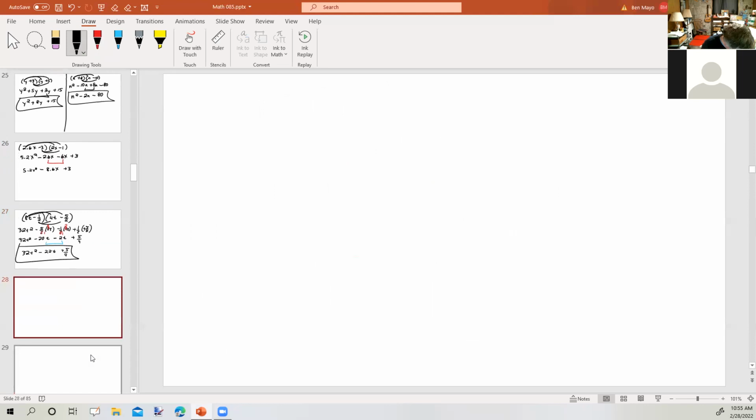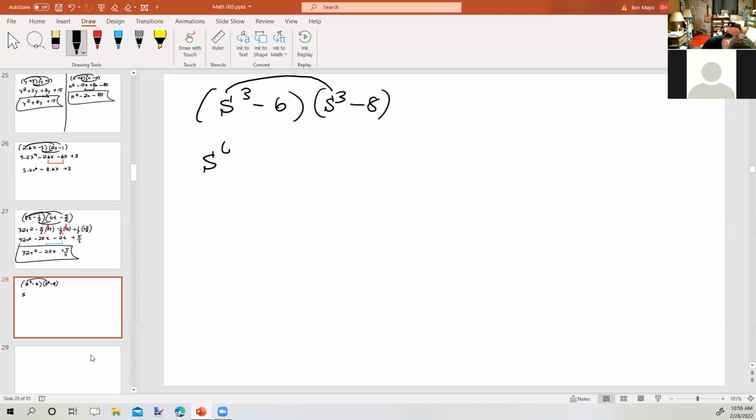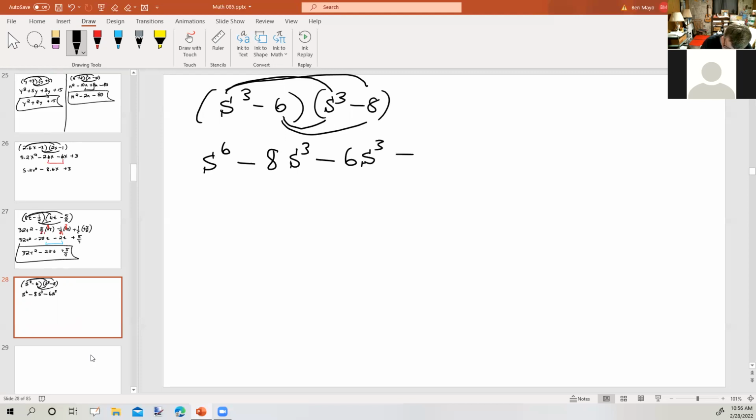All right. We've got s cubed minus 6 times s cubed minus 8. So foiling it together, s cubed times s cubed would be s to the 6th power. S cubed times minus 8 is minus 8s cubed. Minus 6 times s cubed is minus 6s cubed. And minus 6 times minus 8 is plus 48. Combining like terms, s to the 6th power minus 14s cubed plus 48.